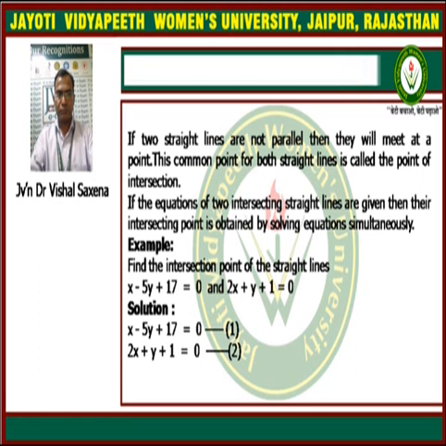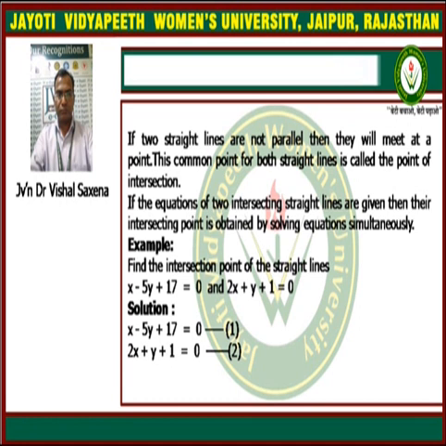The two equations of the straight lines are given, and we can just plot them. We can draw them on graph paper, and the intersecting point will be obtained by the intersection of the two lines, and we can find the solution. And analytically, we can also solve the two equations by another method.